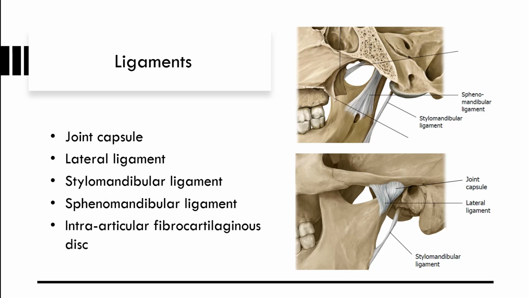And there is one more intra-articular fibrocartilaginous disc which can be seen inside the temporomandibular joint. That can also be considered as one of the ligaments.